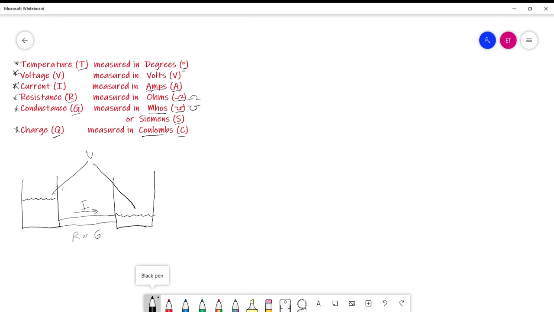So there you go. There we're using our letter abbreviations for voltage and the path, resistance or conductance, and then the current here. It flows. Okay.